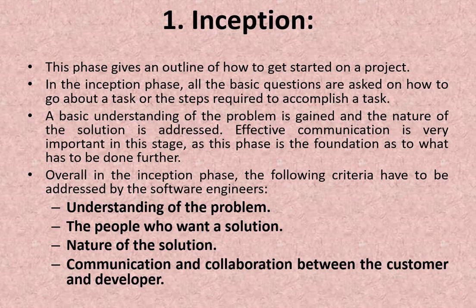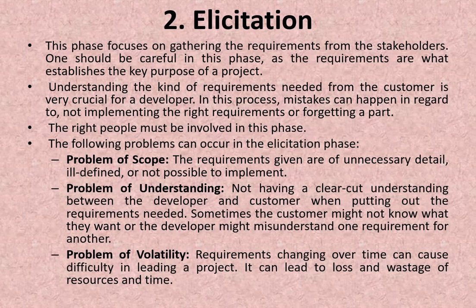Now we'll move on to the next step. The second step is called elicitation. In this step we will be discussing 3 different issues. The first is the scope of the problem. What is the problem that we have taken and what is the scope of it? Where are we going to implement it? What are the areas where we need not implement that particular software? All of this scope will be considered.